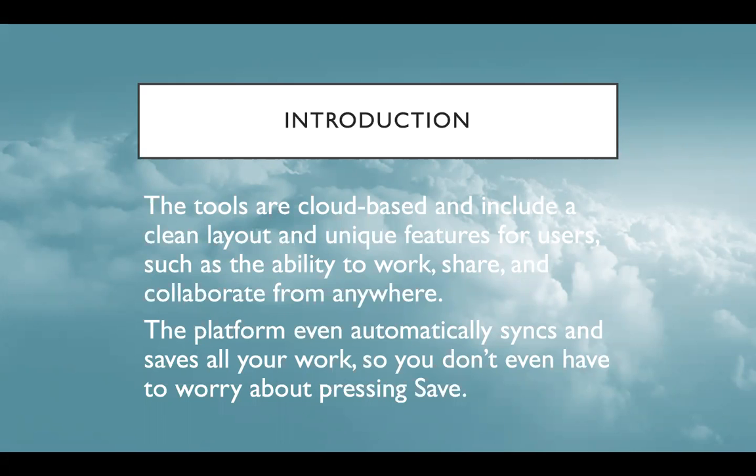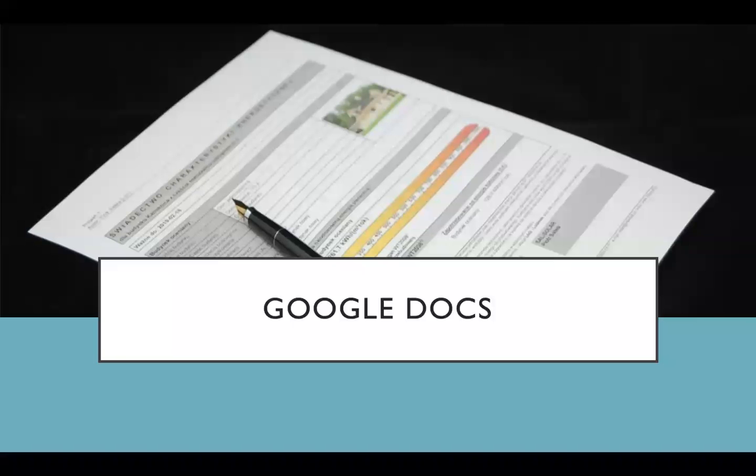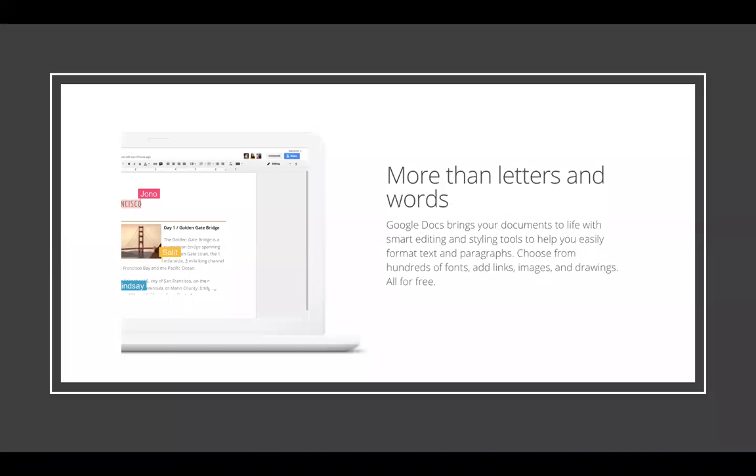So if we just have a very quick look through just some of the features of each product. So Google Docs have really smart editing and styling tools. You can do all the formatting of text and paragraphs that you think about needing to do in a word processing document. You get to choose from hundreds of fonts, and you can add your own fonts if you need to, if you have a particular font that your organization uses. You can add in hyperlinks, images, drawings, and that's all part of the free product.